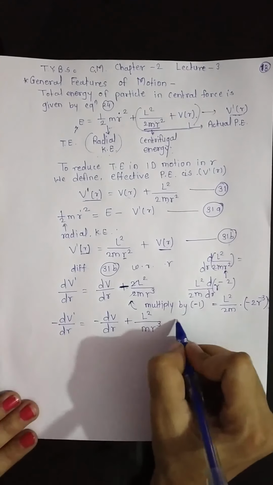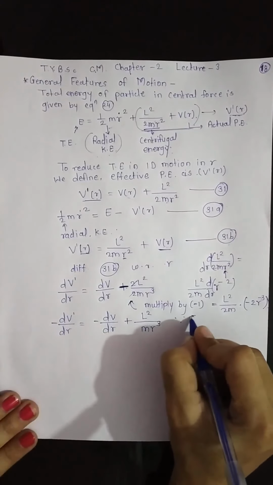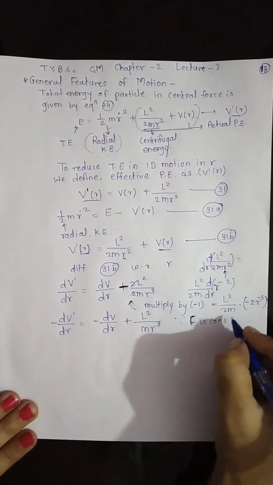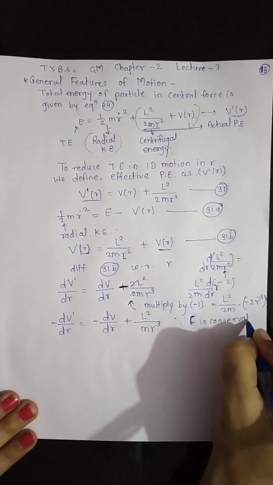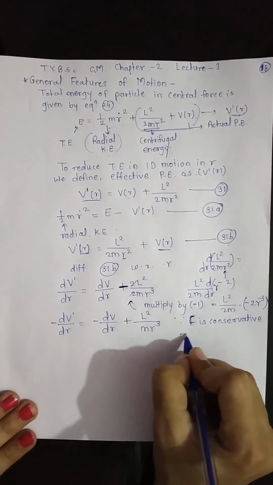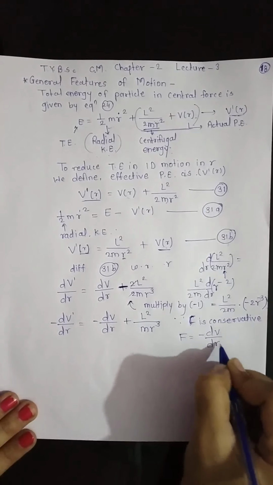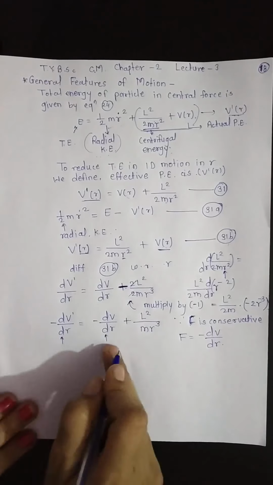Because I know that my forces are conservative forces. Since F is conservative, I can use its definition: it can be written as the negative gradient of potential energy. That is, F can be written as minus dV upon dr.